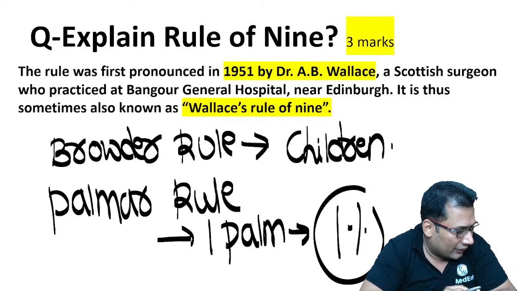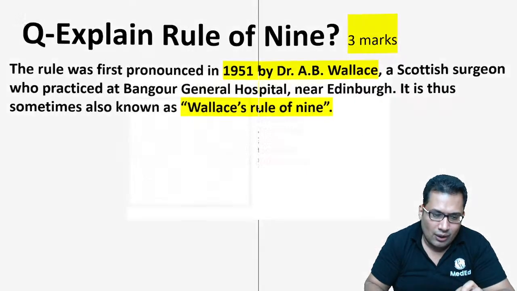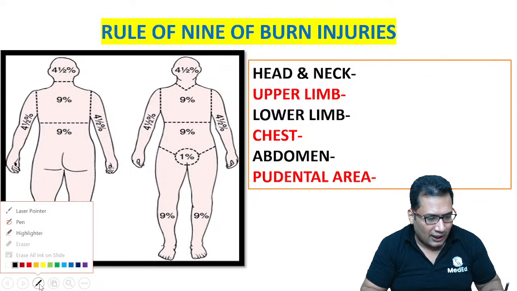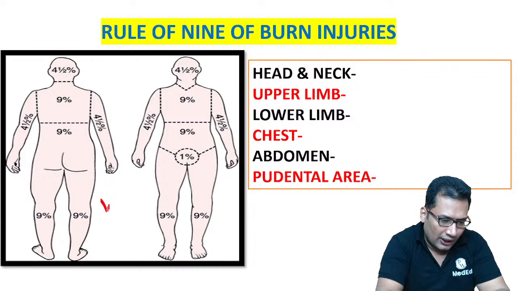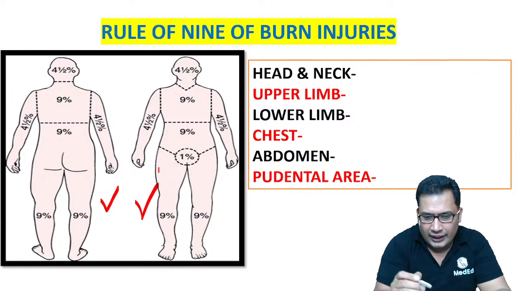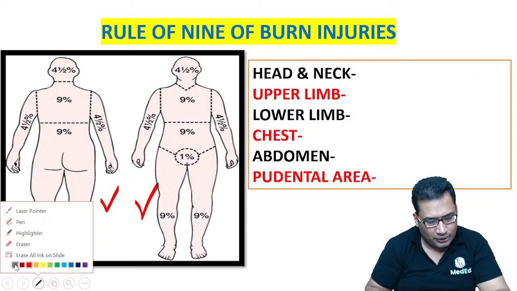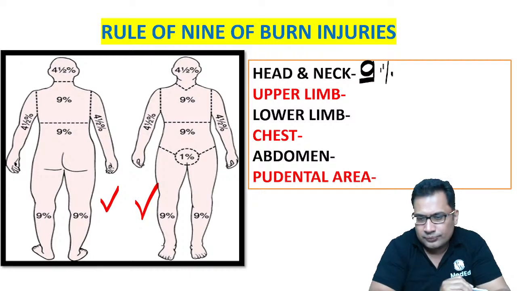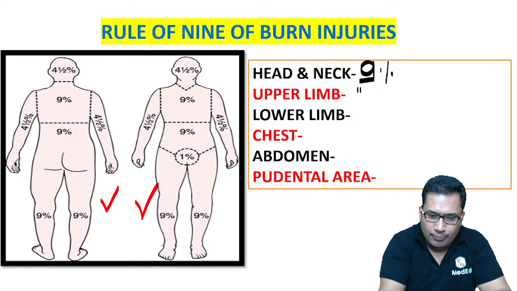Now come back to the question. Explain the rule of 9. This is your rule of 9. In the exam, you need to draw a diagram like this and show the rule of 9. Head and neck area: what is the percentage of burn? Head and neck area 9%. Front is 4.5, back is 4.5. Upper limb 9%.